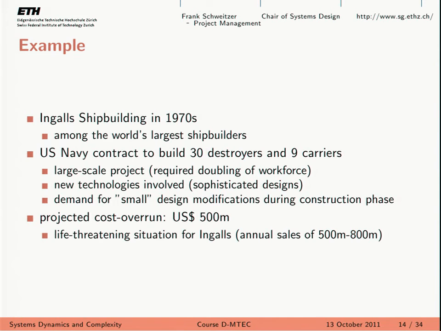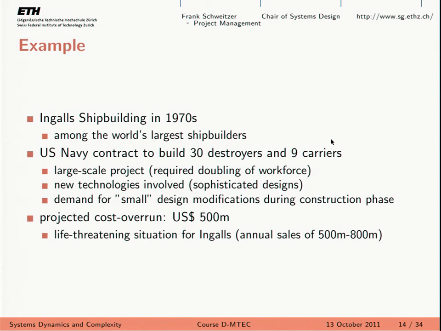But what happened is that this company, they won a contract from the US Navy in the beginning of the 70s to build these ships, like 30 destroyers and 9 carriers. And that was a big deal at the time. You know that in the US a lot of money is spent on defense, and there was a lot of money involved in this project.